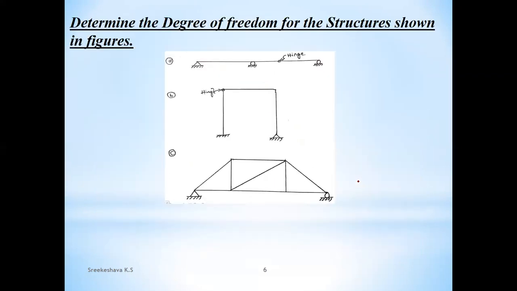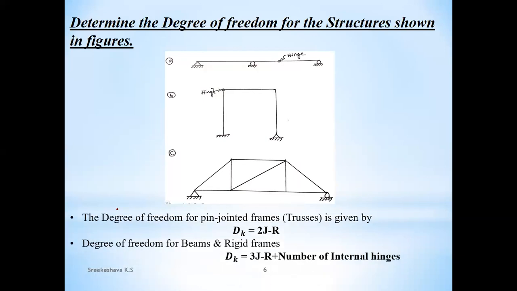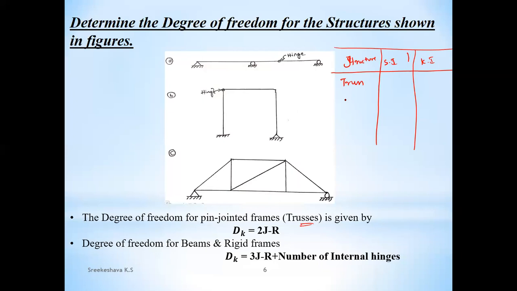Okay, now degree of freedom for the structure. See, you have the equations. You can use this equation directly. What is the equation for truss? Make a table for truss and other structures, for static indeterminacy and kinematic indeterminacy. For truss, what is the equation? M plus R minus 2J. M plus R, remember. For kinematic indeterminacy, this is 2J minus R.